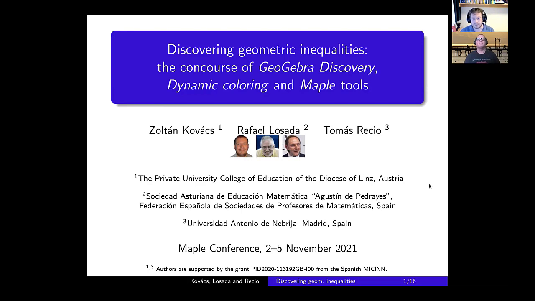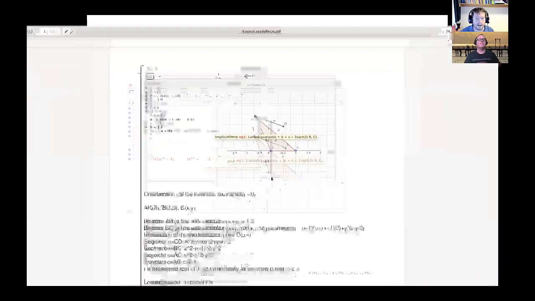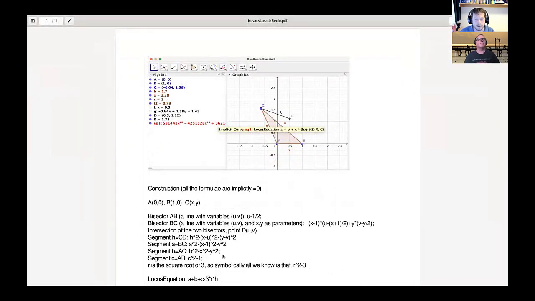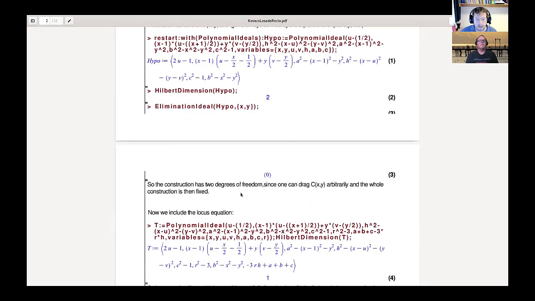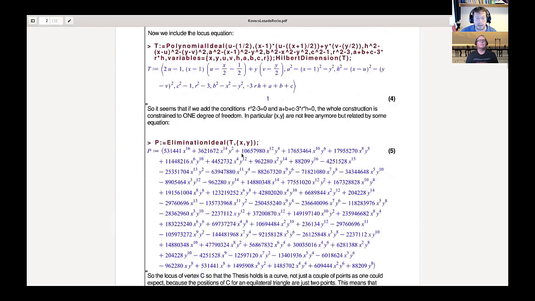Well, maybe I show you the Maple file. So these are the equations here, and these are set automatically by GeoGebra. We need to do that manually in Maple. But if we have them, then we do an elimination, so a polynomial and ideal elimination. And this elimination ideal command delivers.